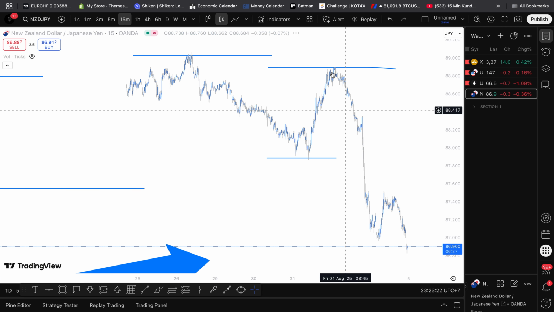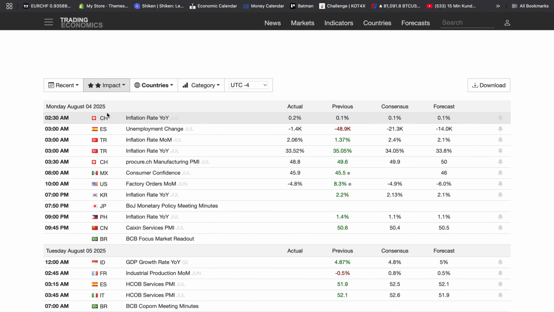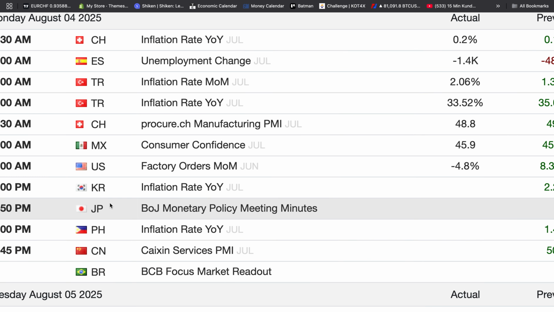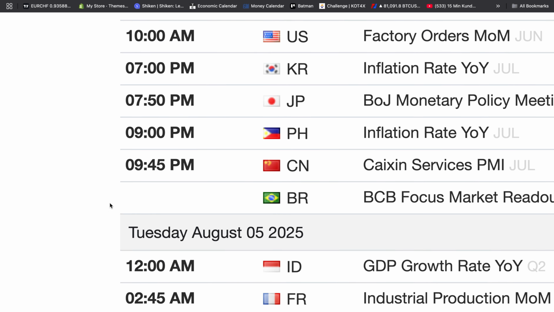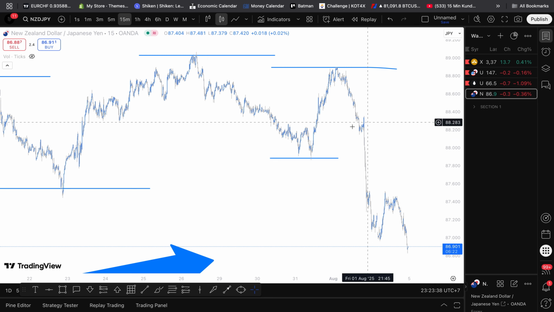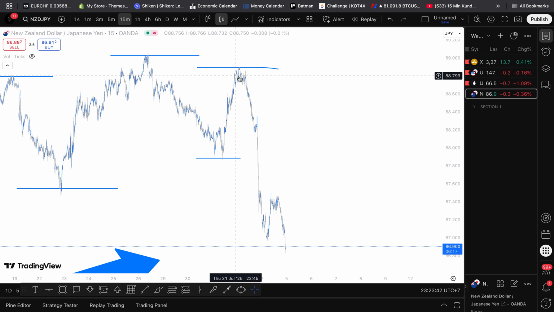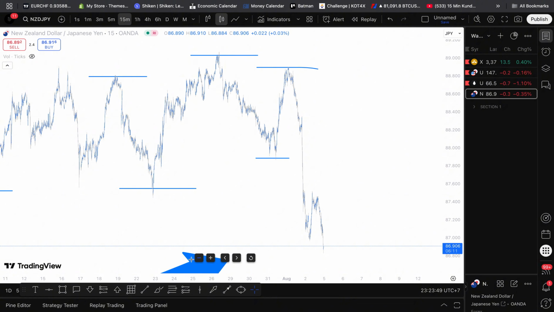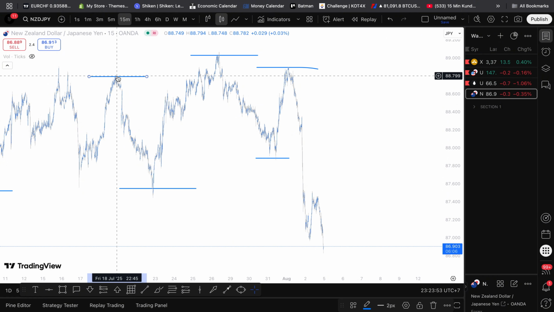Specifically today, possibly because we have Japanese news happening tonight on the economic calendar at 7:50 p.m. We have JPY news, 7:50 p.m., BOJ monetary policy meeting minutes, and that is basically going to add supply or demand to the market. And yeah, I only trade based off the economic calendar, and I trade the futures based off session timing. So right now, you can see the blue lines represent market structure bullish. Now it's changed from being bullish to being bearish.